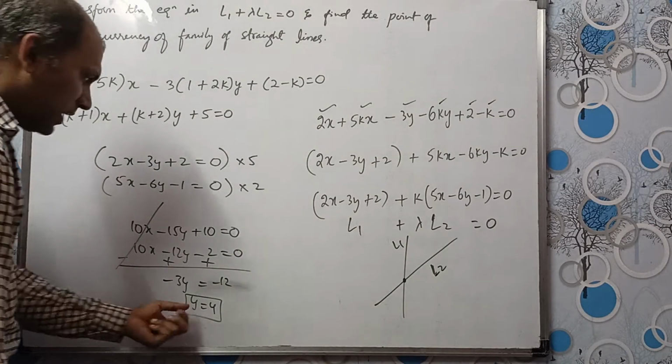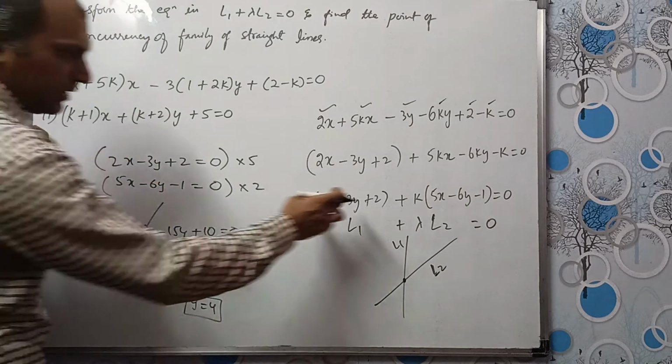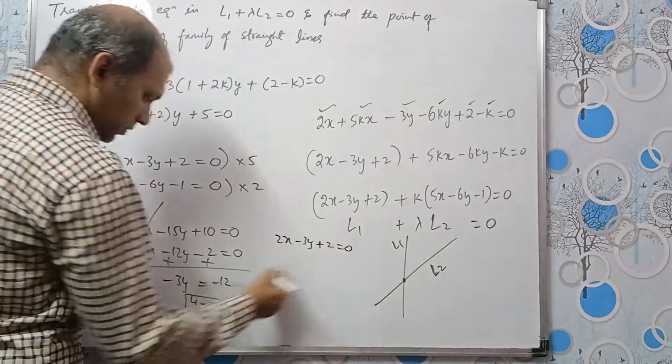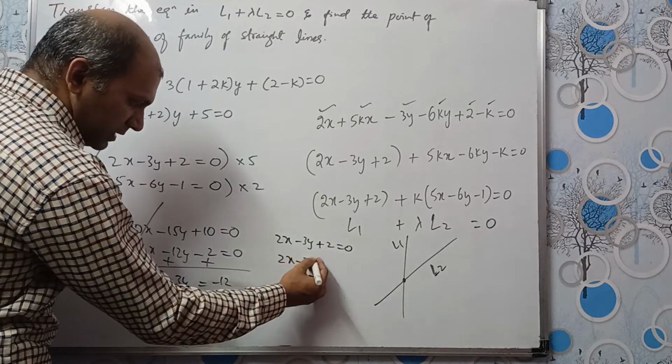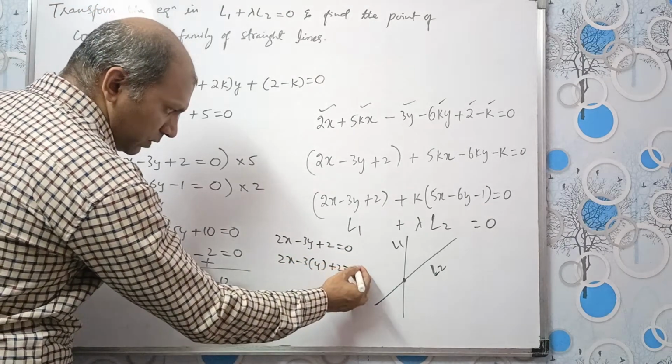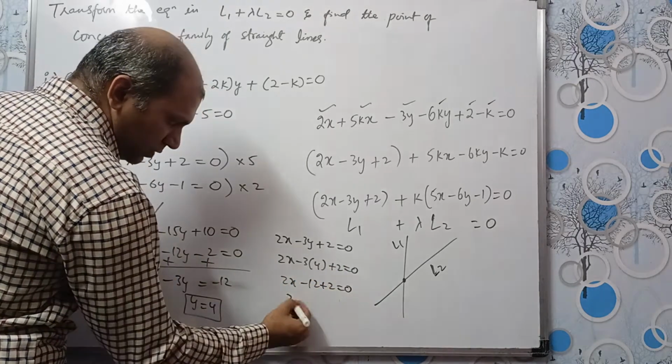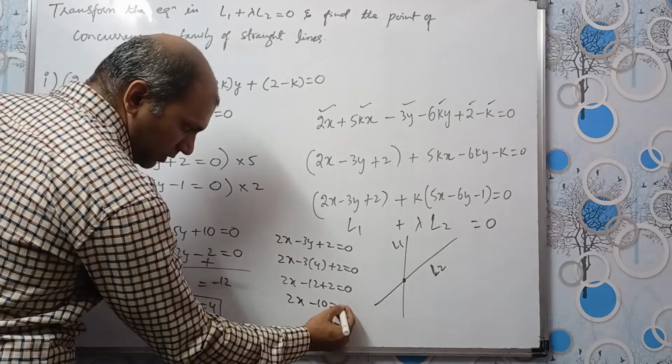Now let us substitute y is equal to 4 in one of these equations. Let us substitute it in this. 2x minus 3y plus 2 is equal to 0. 2x minus 3 into 4 plus 2 is equal to 0. So this is 2x minus 12 plus 2 is equal to 0. So this will be 2x minus 10 is equal to 0.